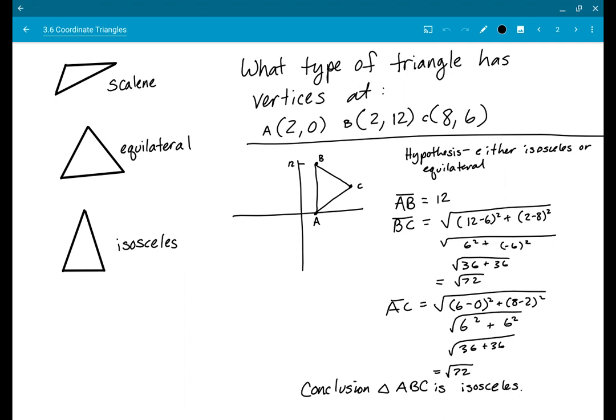So to find BC and AC, I'm using the distance formula. When I plugged that in, I found that both were equal to the square root of 72, which means that triangle ABC is only isosceles, because the square root of 72 is definitely not equal to 12. That would be the square root of 144. So this is the first type of problem. We're using the distance formula to calculate each length, but if you have an easy one, like this was a vertical line, you can use other methods to find the distance.